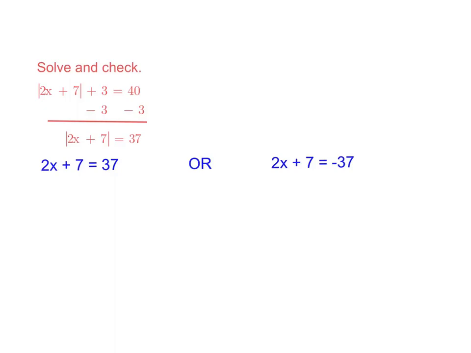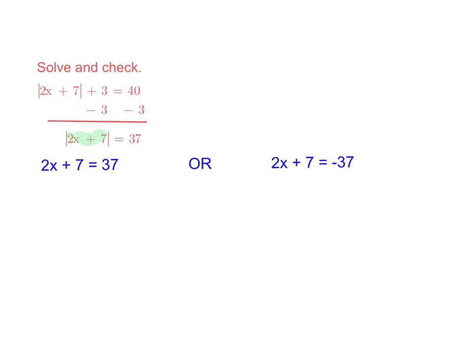This is why getting the absolute value by itself is important, because what's inside there is like it was just a plain old x, like we did on the previous slide. If what's in green equals 37, the absolute value will be positive 37. If what's in green equals negative 37, the absolute value will also be positive 37. So go ahead and solve those.